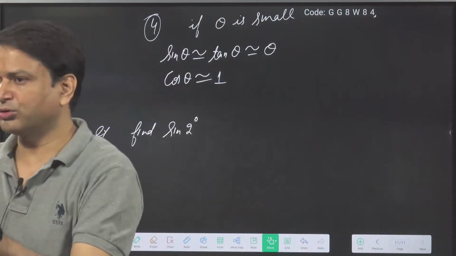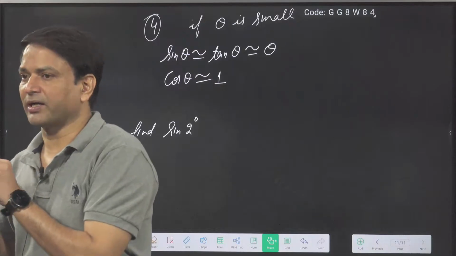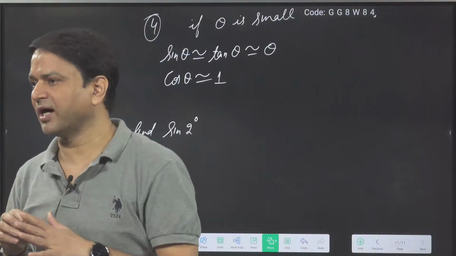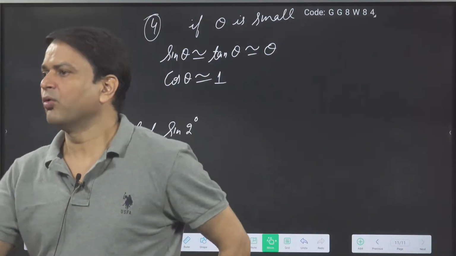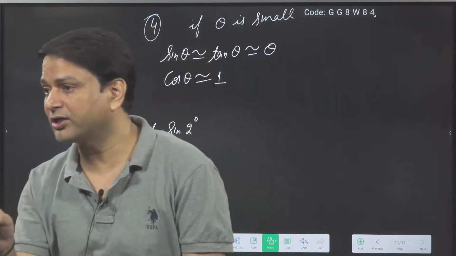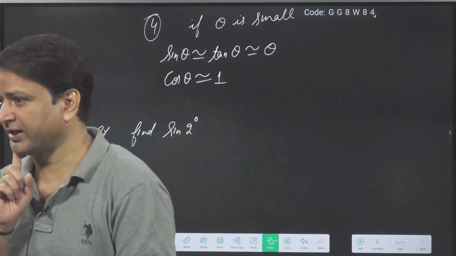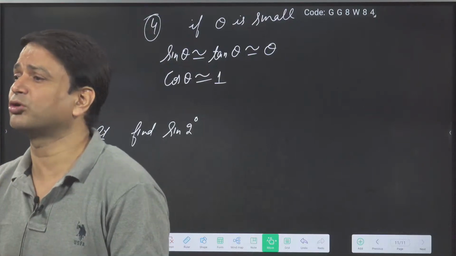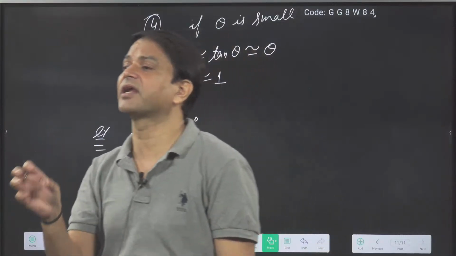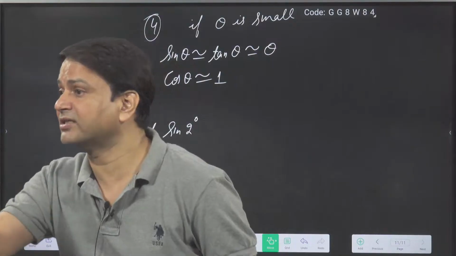Now sine 2 degree. I said in the first class of trigonometry, when we are writing the theta, suppose I am saying the angle between the two lines is theta, I only said theta. What unit will you take? You will take radian, because the default unit is radian. Only when we write degree will we take degree. So suppose I am saying sine theta is equal to theta. This theta is in radian, not in degree. Getting or not? Otherwise, I would write sine theta degree is equal to theta degree.